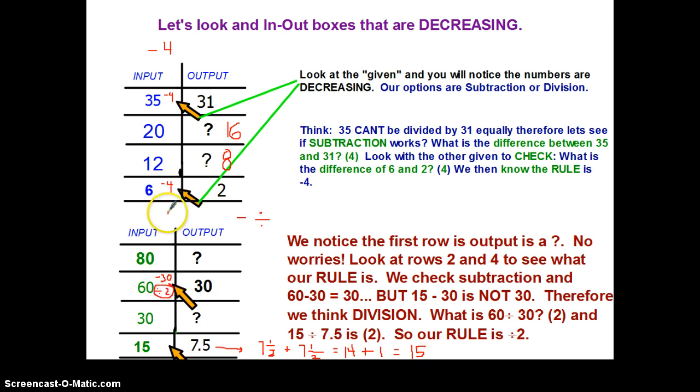So if I know that my rule is divide by 2, now let's go back and figure out these remaining 2 numbers. 80 divided by 2, what would that be? Or 80 divided in half.